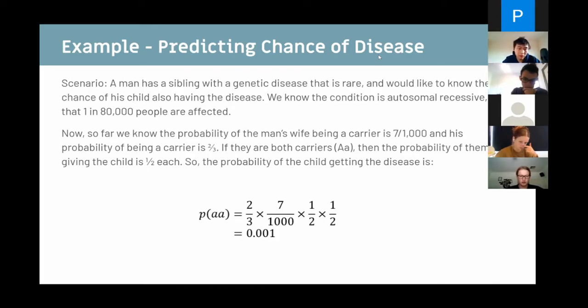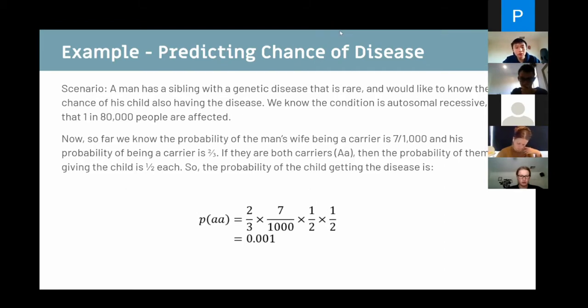So the probability of the child getting the disease is 2/3, that's the probability of the man being a carrier, times 7 out of 1,000, that's the probability of the wife being a carrier, times half, that's a half chance for the sperm to give the diseased allele, and then times half, that's a half chance for the egg to have the diseased allele. And if you work that out, that's 0.001. So you can see that even though the man's sibling, his sister, had the disease, it's actually quite rare in this case for his child to have the disease, only 0.1%. So he's quite safe having a child.